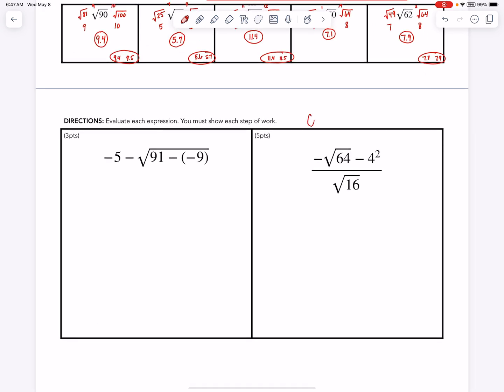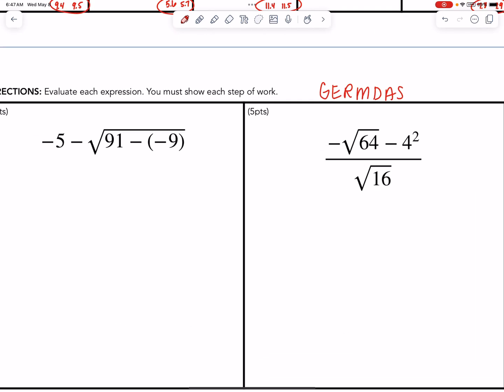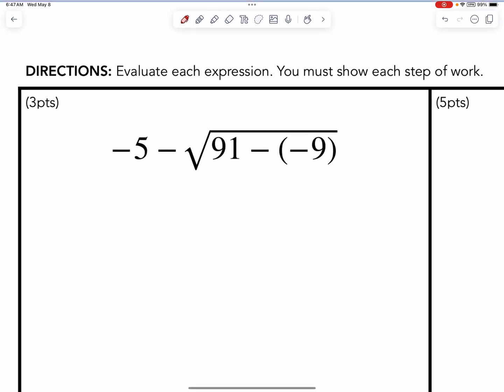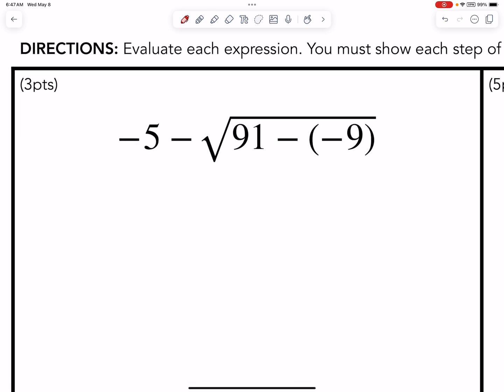So the first thing I would do is record down your GEMDAS. Okay, and remember that square roots fit in grouping, but they're also over here with exponents and roots. So the first thing you have to do is take care of all the operations inside the square roots because they behave almost like parentheses or grouping. Okay, so if we go here, this is a 3-point question. We need to go ahead and solve certain things first.